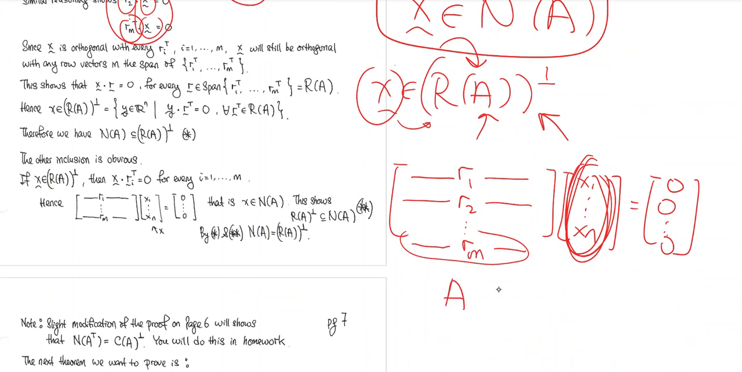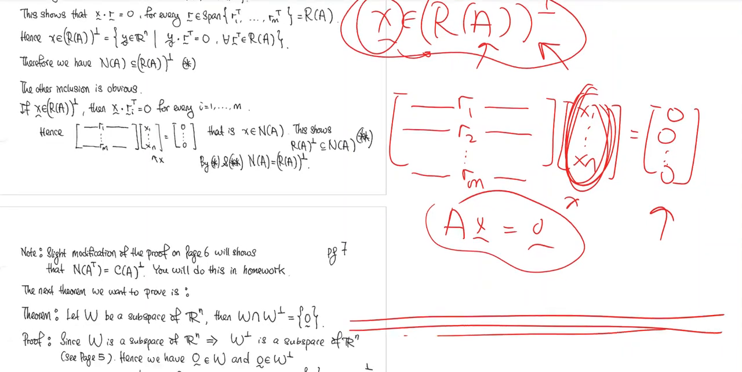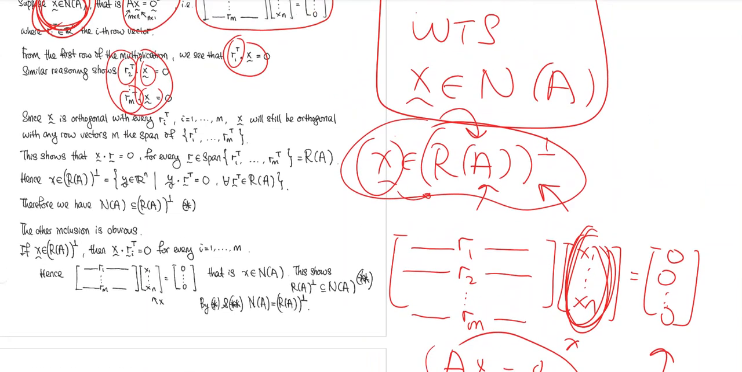Why? Because this is matrix A, this is our X, and this is our 0. So X being in the row space of A perp means that A of X is equal to 0. And A of X equal to 0 means that your X is in the null space of A. So that gives you the proof that if X is in the row space of A perp, then X is in the null space of A. So we have the second inclusion.